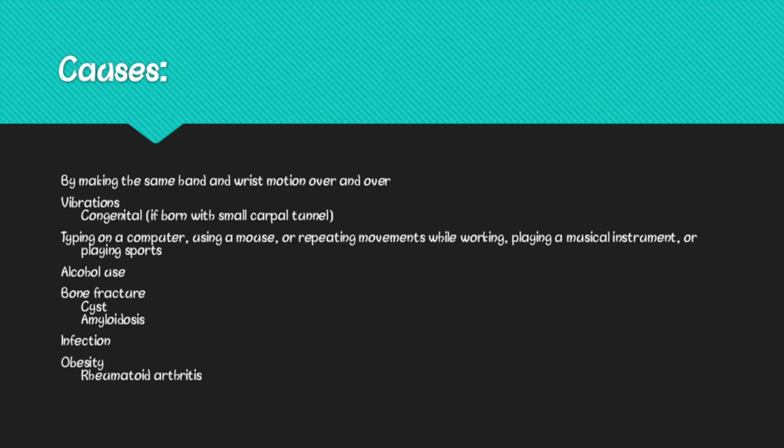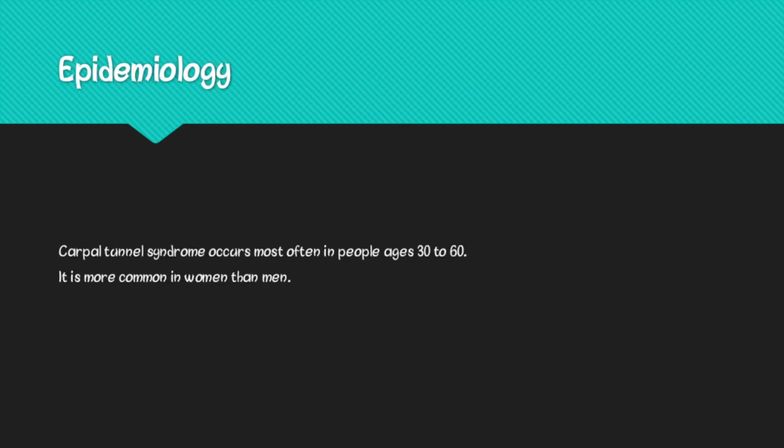Then other causes include alcohol use, bone fracture, cyst, amyloidosis, in which there is abnormal accumulation of proteins, then infection, obesity, and rheumatoid arthritis. Okay, then about the epidemiology of carpal tunnel syndrome. Carpal tunnel syndrome occurs most often in people ages 30 to 60. Then it is more common in women than men.